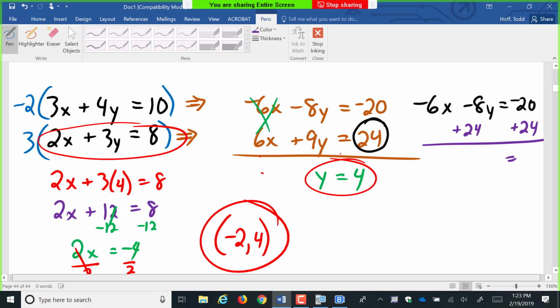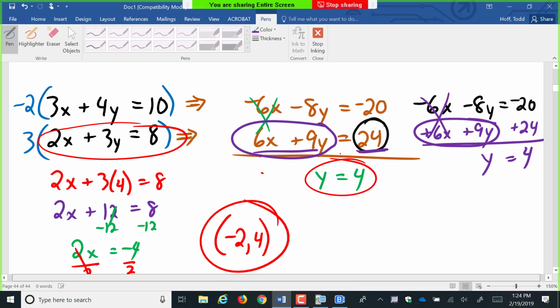On the right side, negative 20 plus 24 gives me just 4. On the left side, however, instead of actually adding the 24, I'm going to add 6x plus 9y, because that equals 24. It's equivalent to 24. So even though it looks different, I'm really adding the same thing. So when I add the 6x to cancel out the negative 6x, and the negative 8y plus the 9y to give me 1y, or just y, what I've really done is just added 24 on this side.